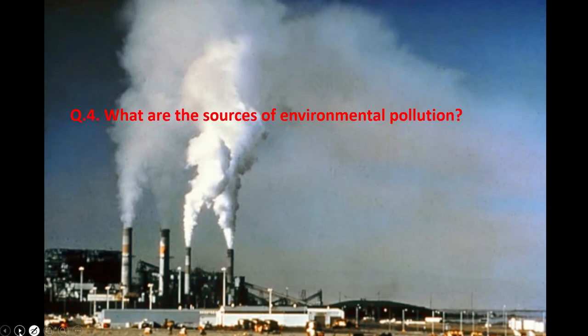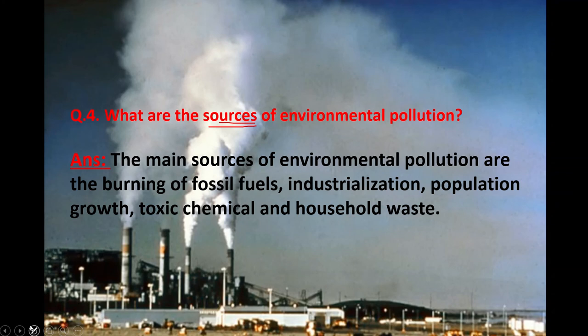So what are the sources of environmental pollution? Where does environmental pollution come from? The main source of environmental pollution is the burning of fossil fuels. So what do you mean by fossil fuel? Fossil fuel is the fuel, such as gas, coal, oil, that has been produced in the earth from the plants and animals. And another one is industrialization.